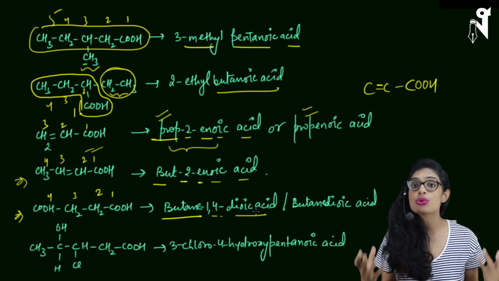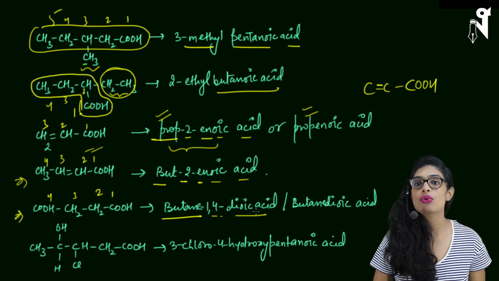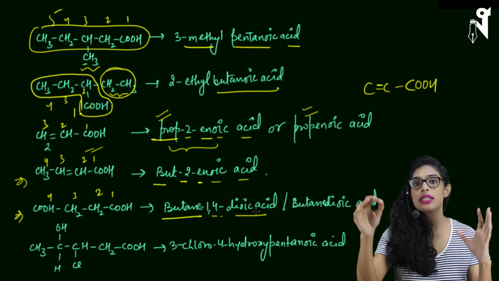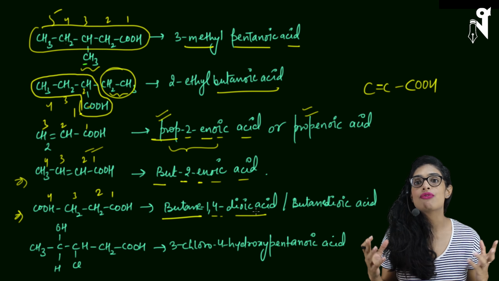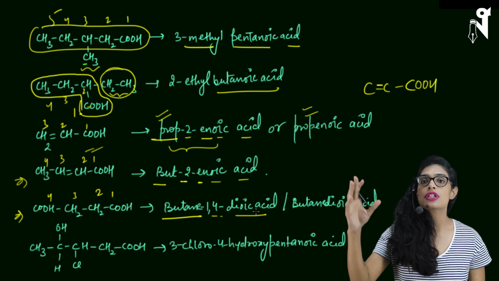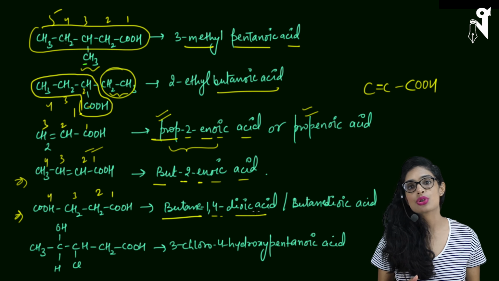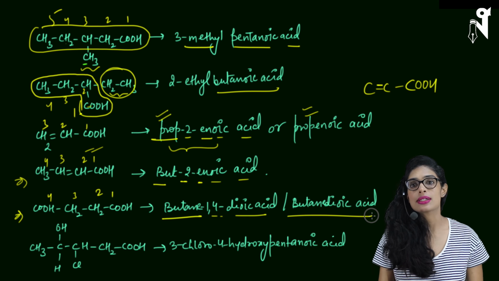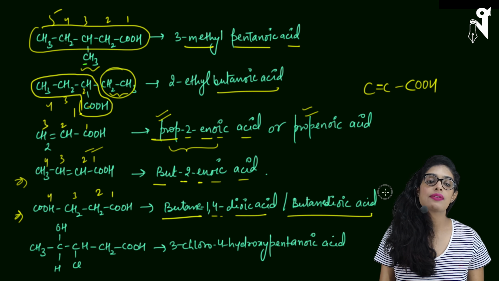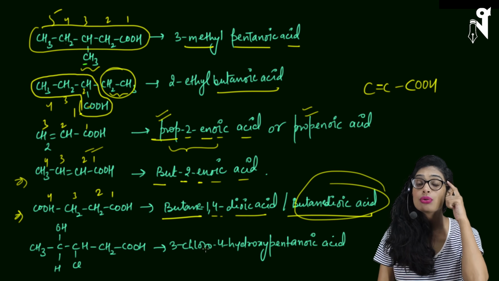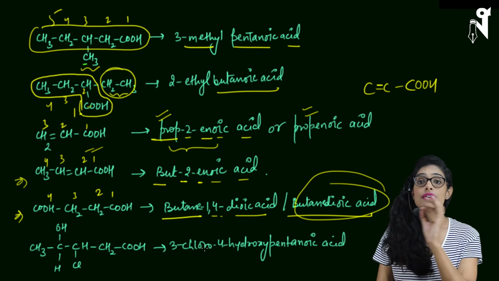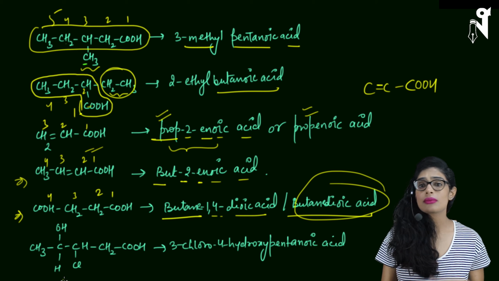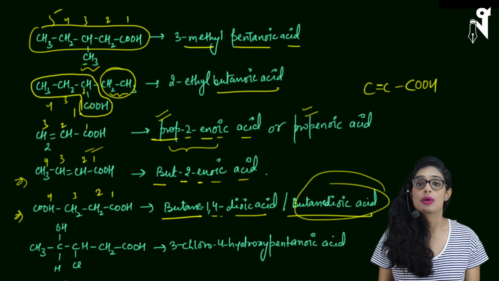But mind it, you don't have to necessarily mention 1, 4 because we know that our chain will start from COOH and will end at COOH. And if the carbon chain is made up of 4 carbons, automatically the first position is for COOH and the last position is for COOH. So we can simply write butanedioic acid. You may find questions where they have simply written butanedioic acid and you have to think that the first carbon is COOH and the last carbon is COOH. There cannot be any other possibility.